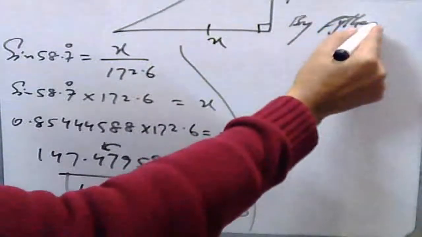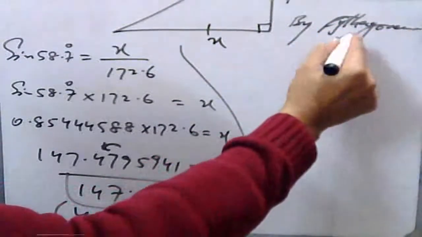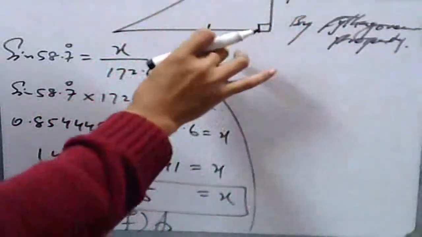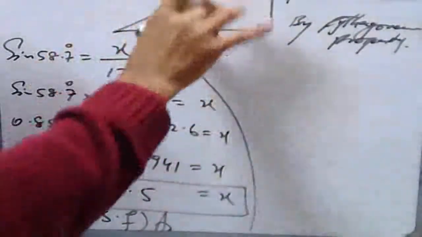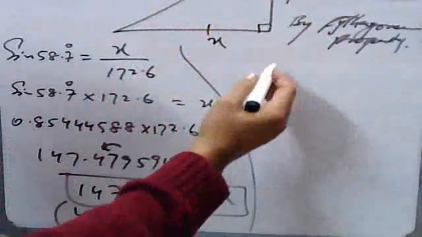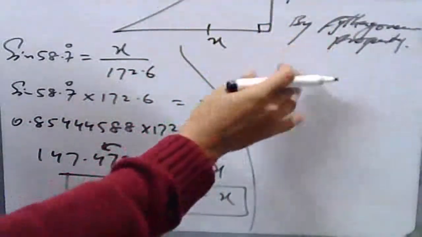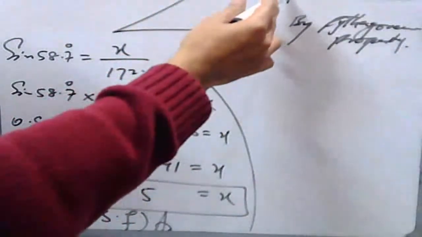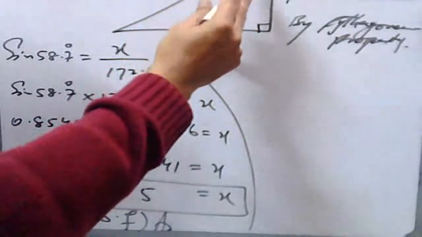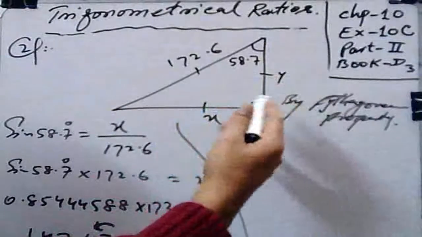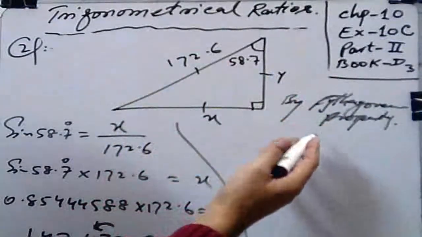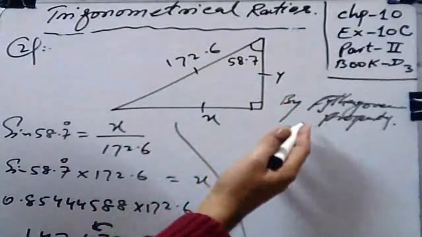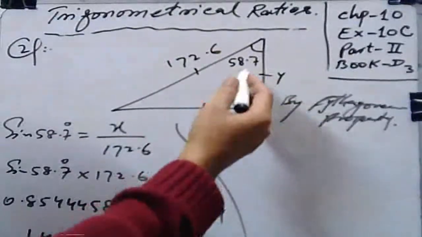So by Pythagorean theorem, you use the Pythagorean property. With the help of this property you can find the third side easily, because with the help of ratio we can get the value of x. Now we have two sides, so the third side can be found out by Pythagorean property. Otherwise you can find the third side by taking the ratio, that is adjacent by hypotenuse. You can take cos angle 58.7 and you can solve by this one, but Pythagorean property seems to be the easy one, so we have to use this property also.